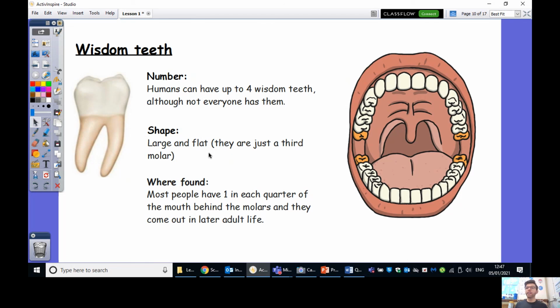We're going to look at the purposes of teeth and why teeth are different shapes next week. But the reason is that they're not needed so much anymore. In fact, people have them removed because they can be quite painful, and we don't actually use them anymore. But we'll focus on that next week. All we need to focus on at the moment is that they're the ones right in the back of an adult mouth. They're large and flat, exactly the same as a molar. And we've got up to 4 of them.